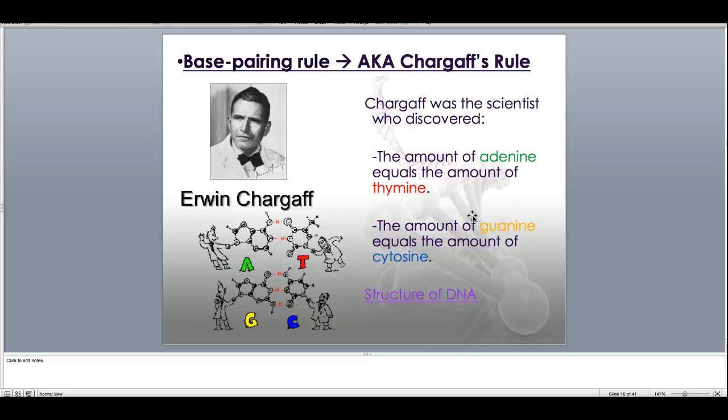So after he figured that out, that actually really helped Watson and Crick determine what DNA actually looked like. So that was a very significant discovery. Because of that, we call that Chargaff's rule. Chargaff's rule just states adenine and thymine will be in equal amounts in any DNA molecule. Guanine and cytosine will be in equal amounts in any DNA molecule. So because of that, scientists determined that adenine and thymine pair together, cytosine and guanine pair together.